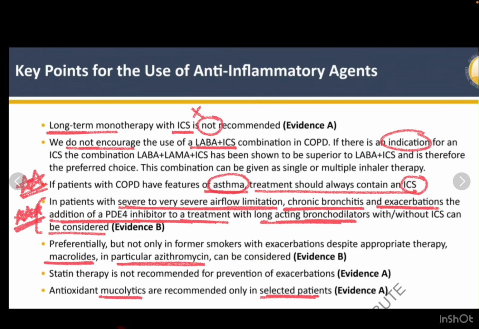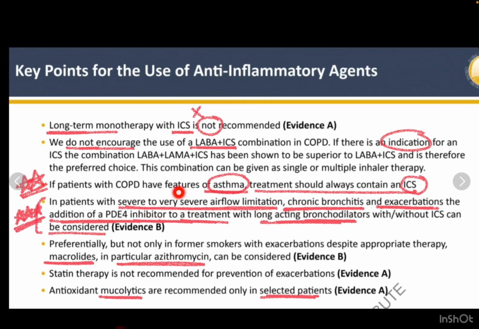Then they are telling the key points for the use of anti-inflammatory agents. Long-acting monotherapy with ICS, meaning only ICS, is not recommended. LABA plus ICS combinations are also not given unless there is an indication for their use. Then they are telling that if a patient with COPD has features of asthma, then treatment should always contain ICS. So a very important thing is that if a COPD patient has concurrent asthma, then ICS should be given. It is a must.